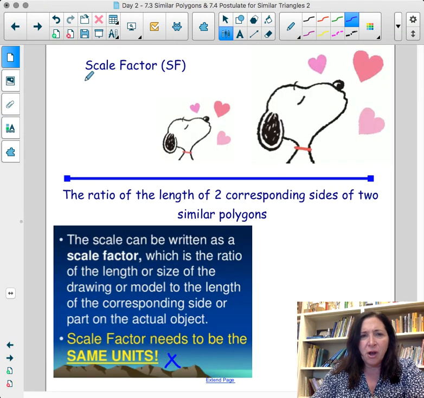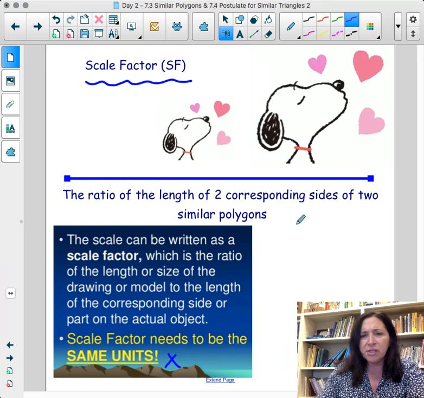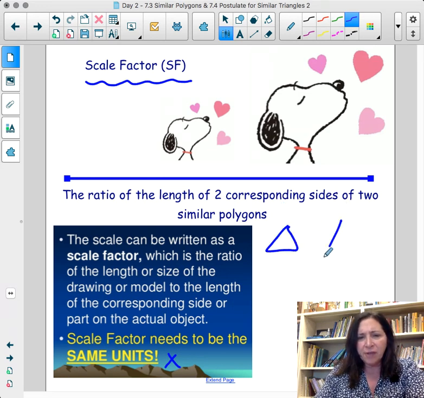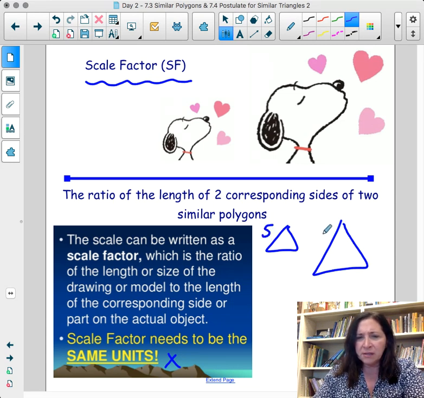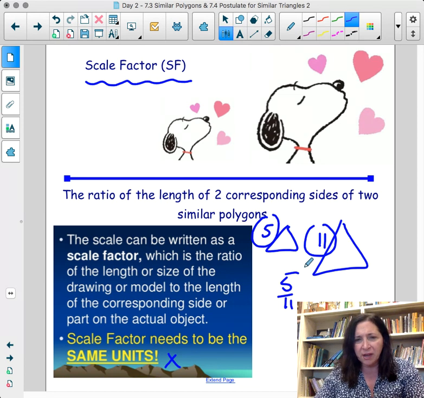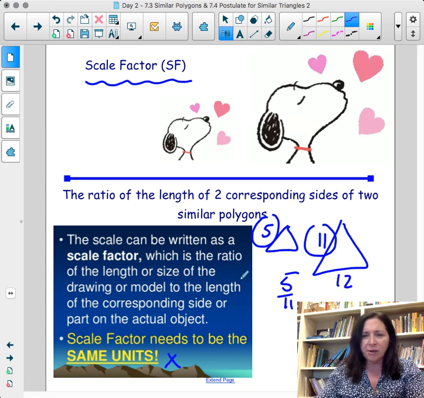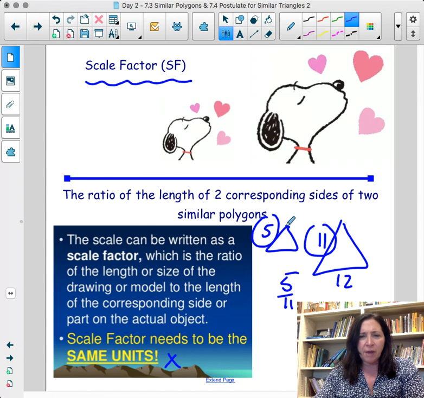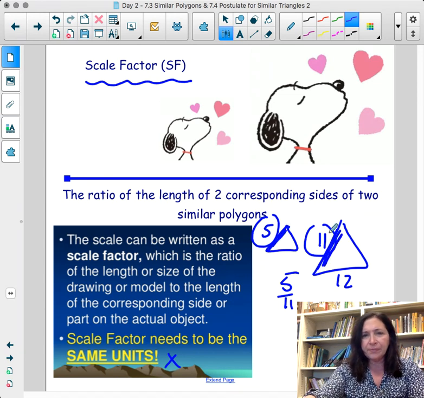So we have what's called a scale factor. Now, the scale factor basically is the ratio of length of two corresponding sides of two similar polygons. So if I have a triangle like this and this, if I said this was 5 and this was, let's say, 11, the scale factor would be side compared to side. So it would be 5 to 11. So that would be my scale factor. You compare two corresponding sides. If this was, let's say, 12 down here, I'm not going to say 5 is to 12. I'm going to say left side is to left side.